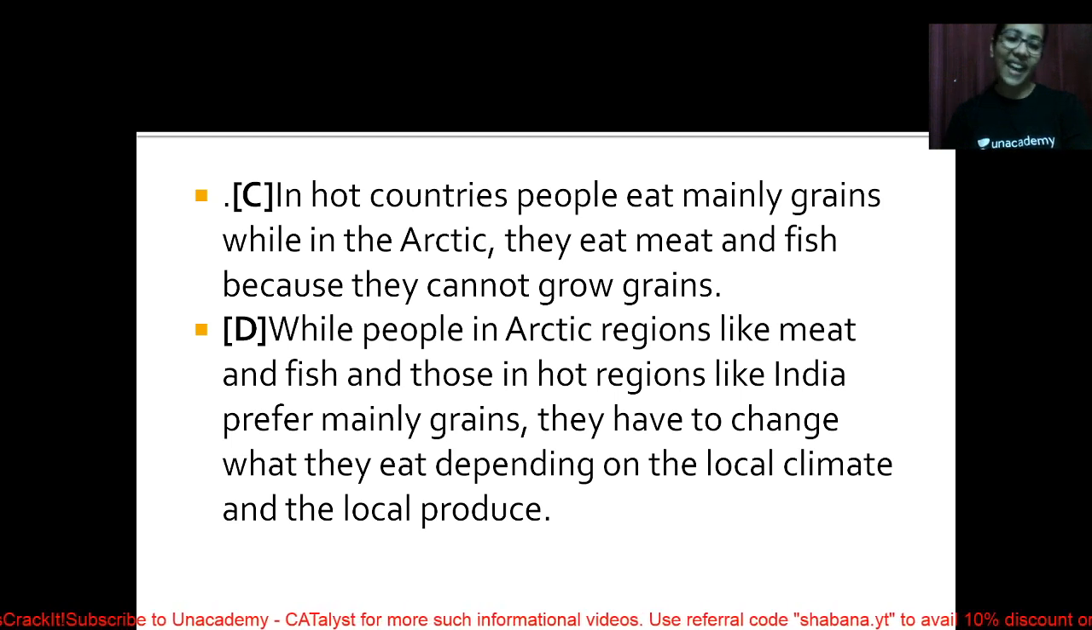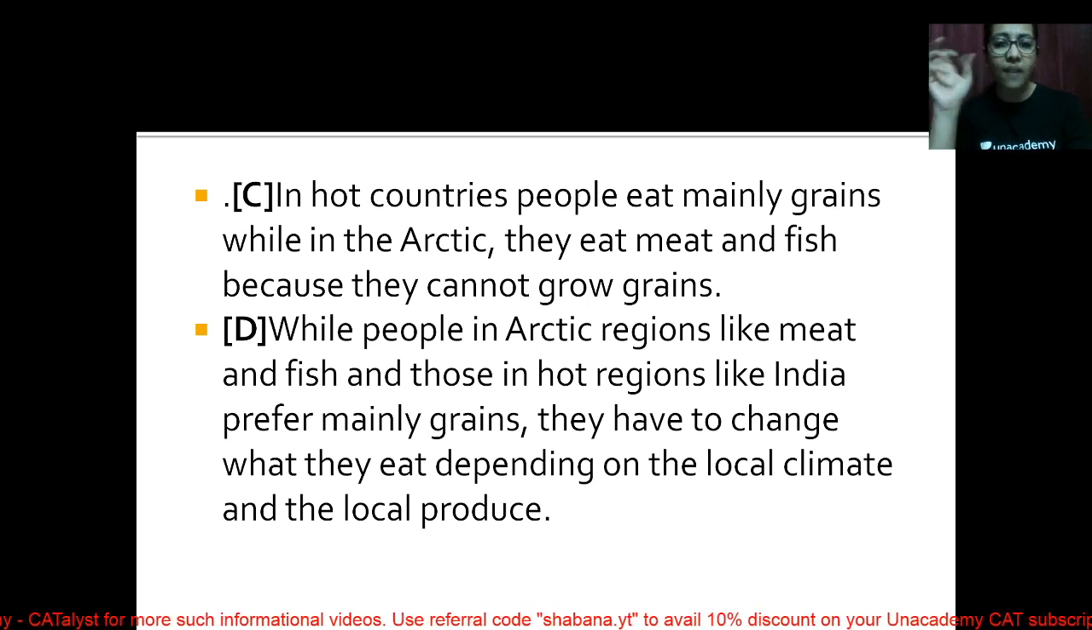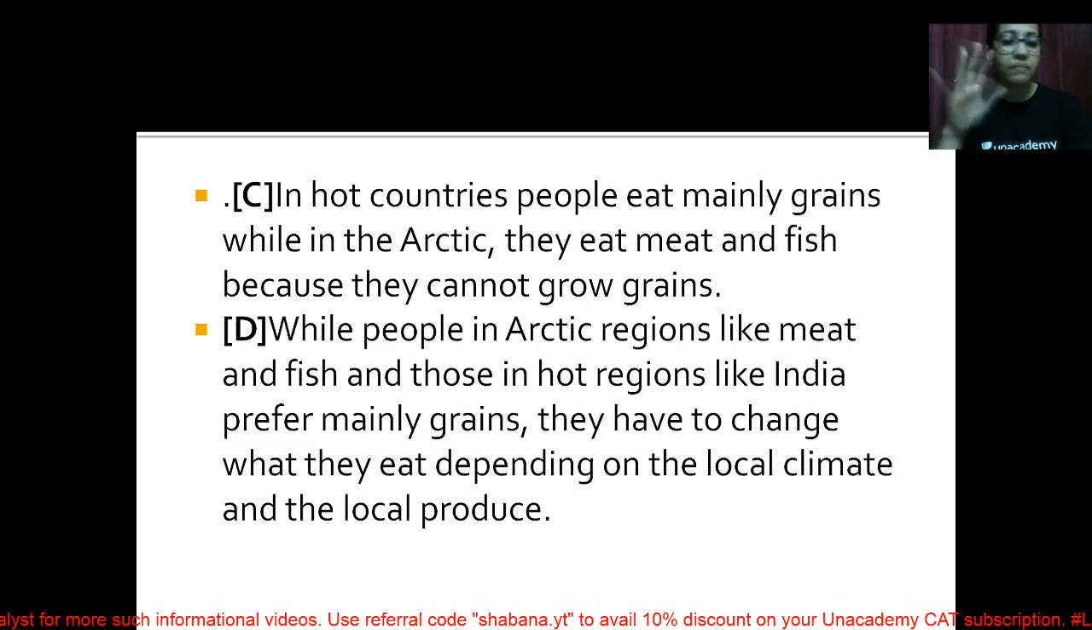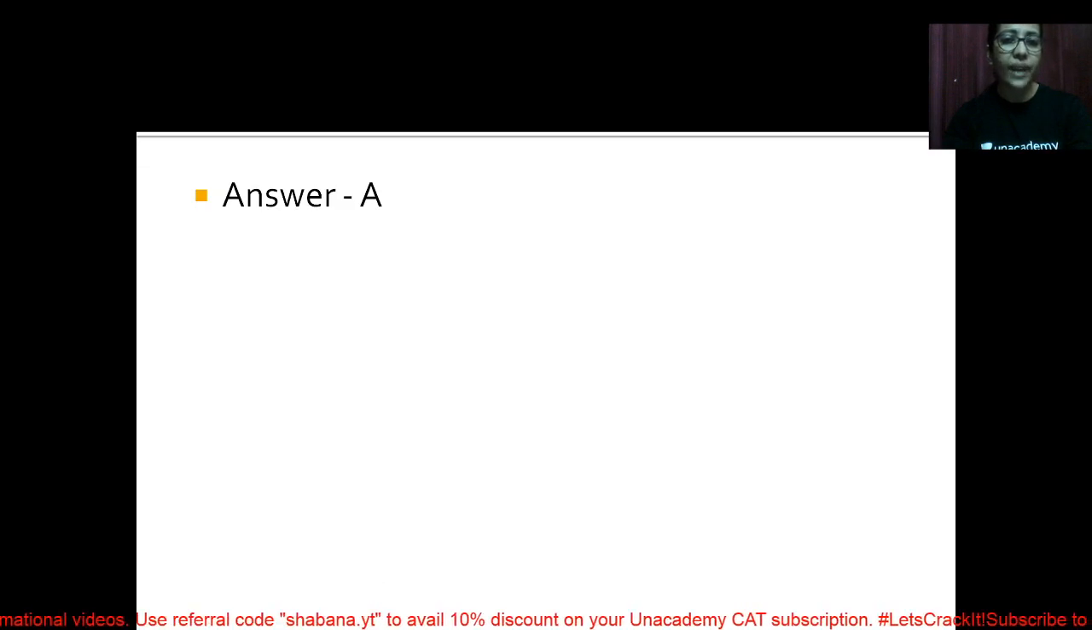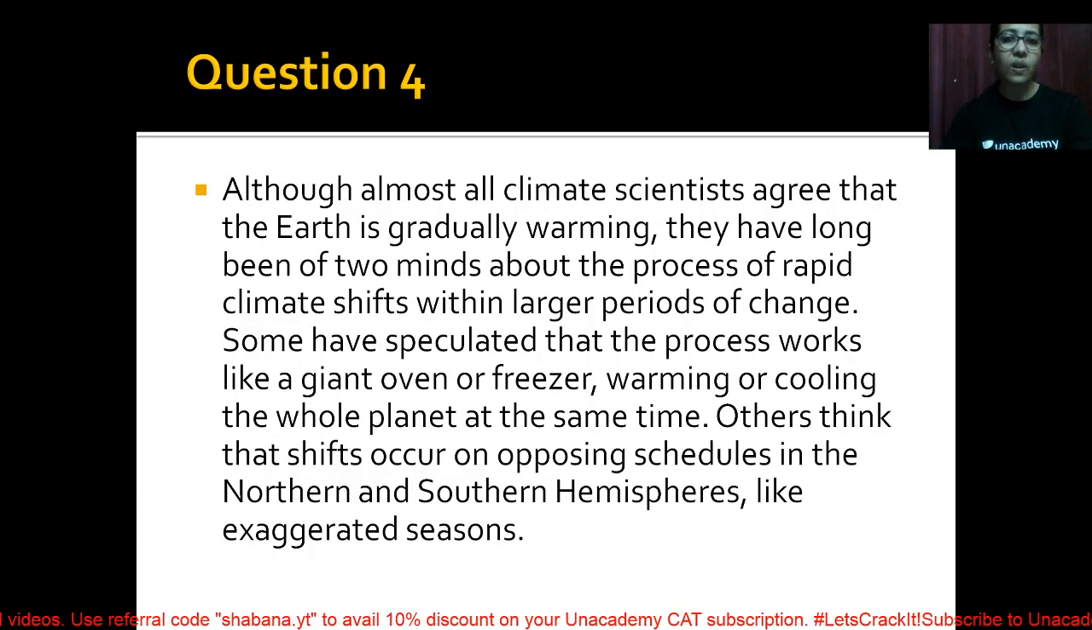Hemant? Yes. I'm glad you can see light. Because it says, like ki problem nahi hai Sagarika. Because it says they have to change what they eat depending on the local. It can't be D. Alright? So I'm glad that you can see light now. Okay. Answer is A. Question number 4.